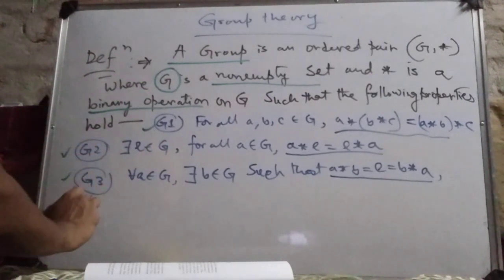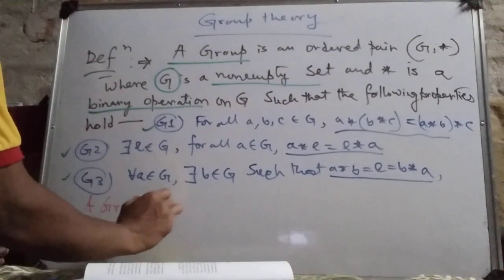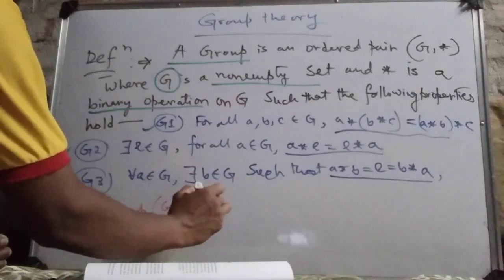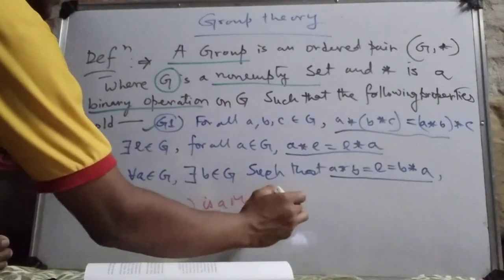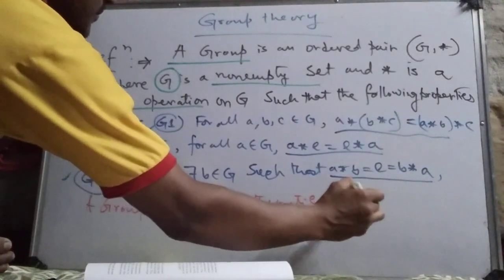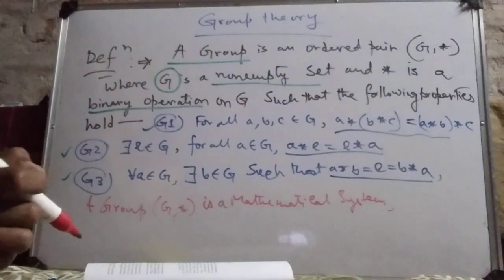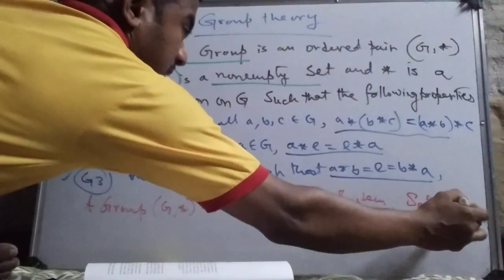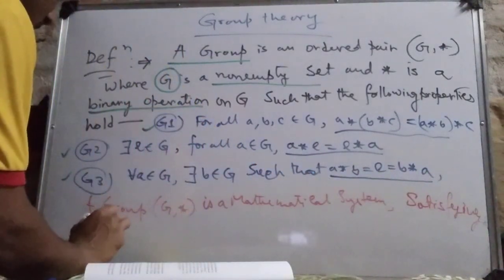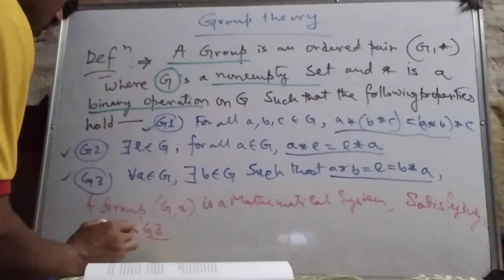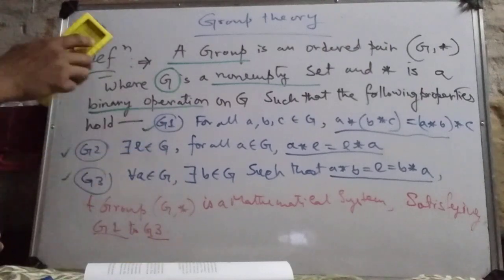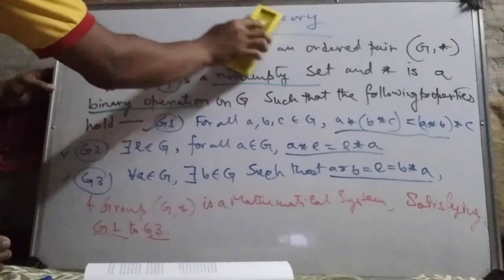So we now write it in this way. A group (G, star) is a mathematical system satisfying G1 to G3. Understood? Not a problem at all. So we now going to discuss one theorem related to that. So we erase that portion and discuss one theorem now.